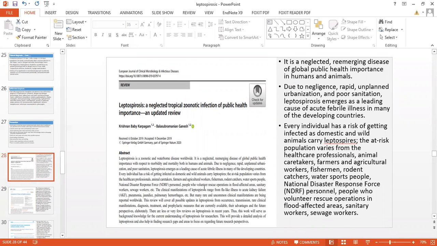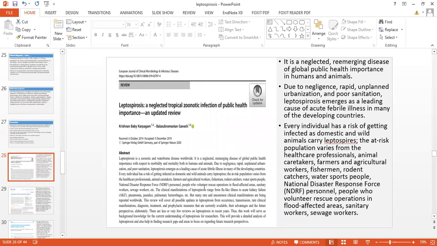Here is the update about leptospirosis. This is a review article published in 2020. What it says is that they have summed up that it's a neglected re-emerging disease of global public health importance in human and animals, due to negligence, rapid unplanned urbanization, and poor sanitation. Leptospirosis emerges as a leading cause of acute febrile illness in many of the developing countries.